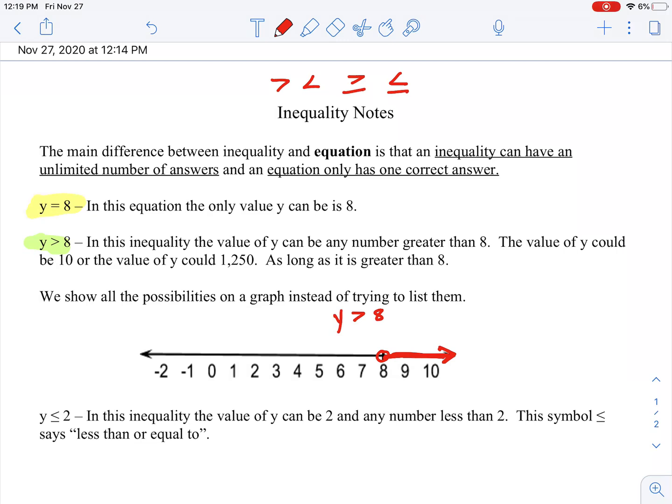Now, I will show you a little trick to know which way to always darken your line. Look at that symbol. Doesn't that symbol look like it's pointing that way? So that's the way that you darken your line.